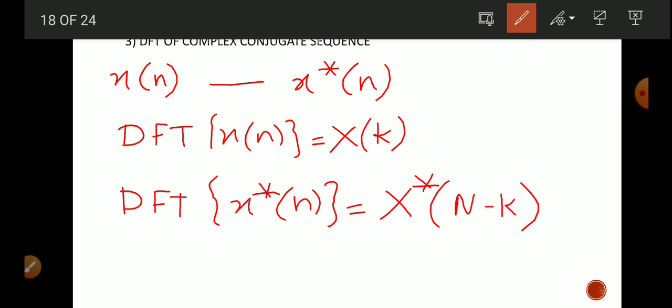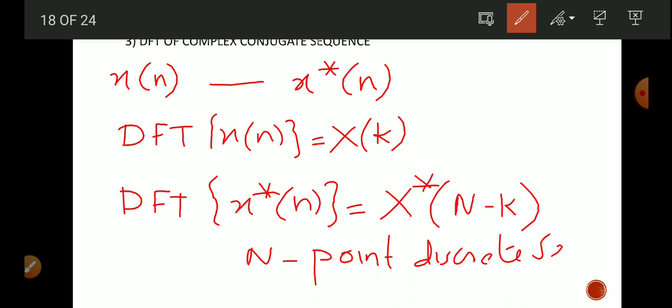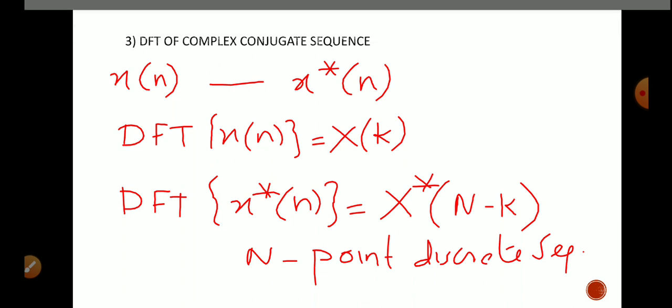where N is the N-point discrete sequence. Here x of n is the input sequence and x conjugate of n is the conjugate sequence of the input x of n. Then DFT of x of n is equal to X of k and DFT of x conjugate of n equal to X conjugate of N minus k.